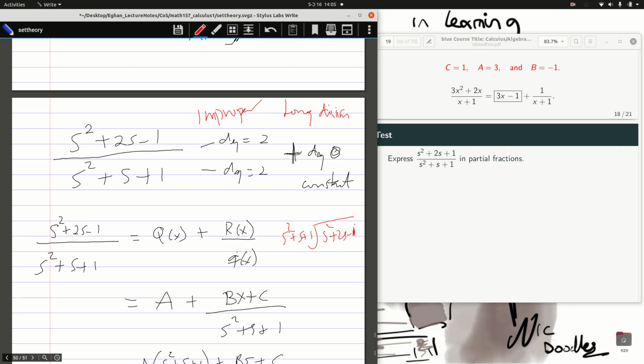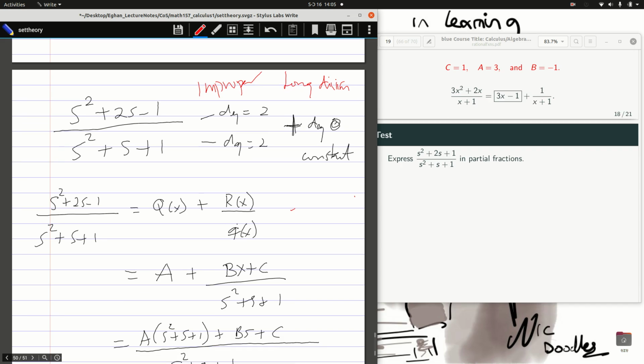But assuming I don't want to go to this long division approach, I want to use partial form to solve this rational function. I know because it's improper, I'll end up getting a relation like this, where Q is my quotient, R is my remainder. If I should use a long division, this is my divisor, and this is the quotient.